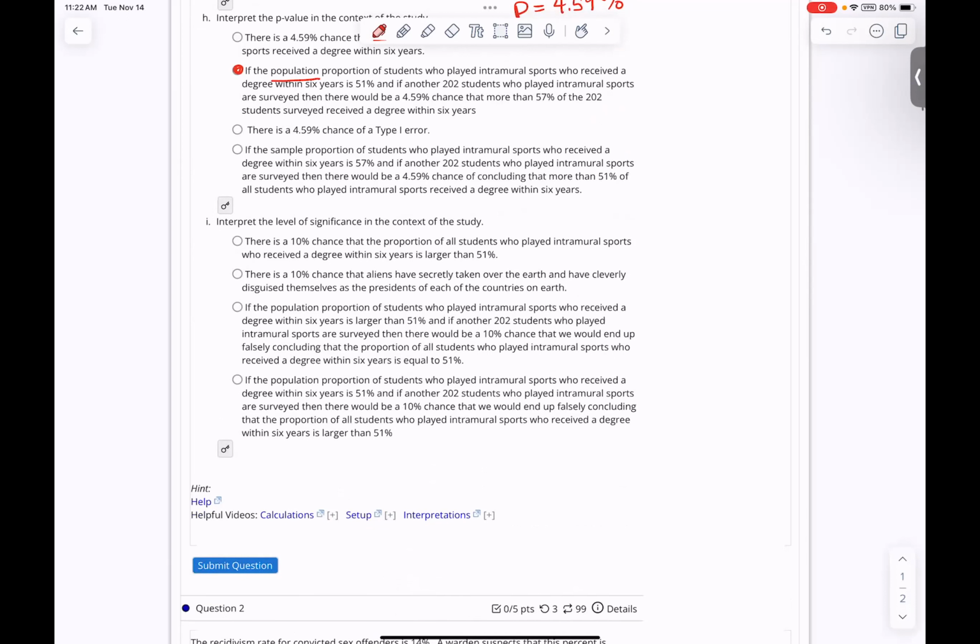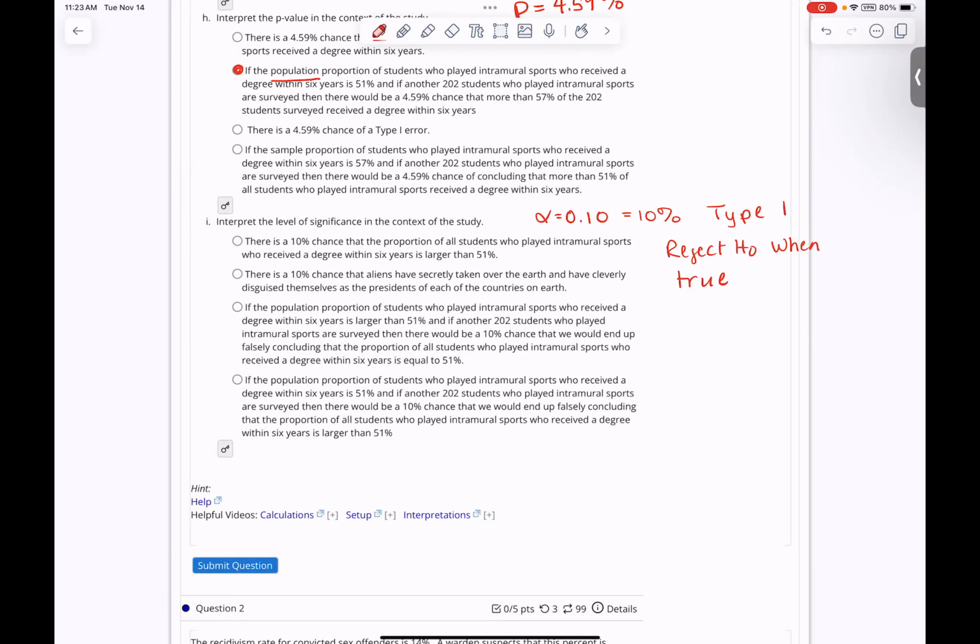Okay, the last part, alpha is 0.1, which is 10%. This is the probability of a type 1 error. A type 1 error is you reject the null when it's true. So you're rejecting the null and saying that the data supports the alternative when that's actually not the case.